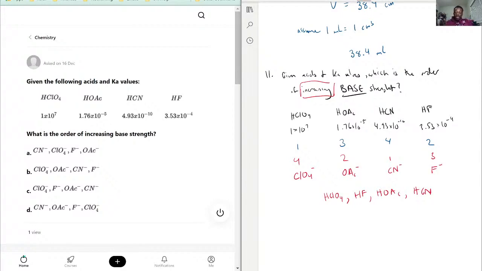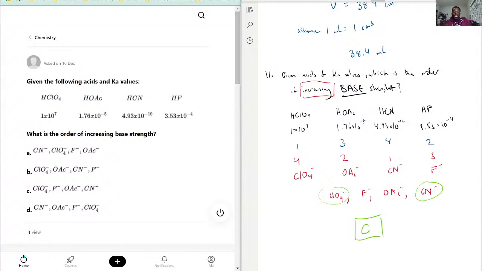So with that being said, this would be all our conjugate bases in the order. We have ClO4, F, OAc, and CN. And the only answer that matches that completely would be C. C would be the order of increasing base strength because at the end, cyanide is the strongest one and the weakest base, in fact, probably not even acting as a base at all, would be ClO4 minus.